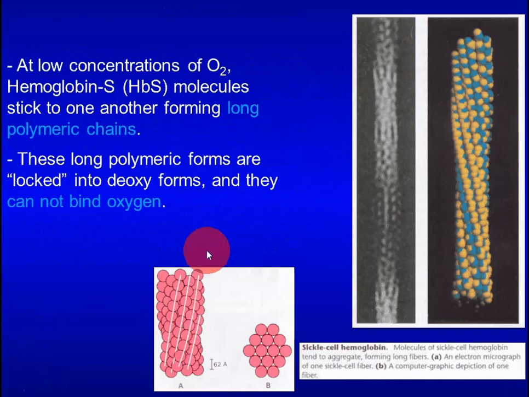At the low concentration of oxygen, the sickle cell hemoglobin S, or HbS, stick to one another, forming long polymeric chains. These long polymeric chains are locked into deoxy form and they cannot bind oxygen, leading to anemia.